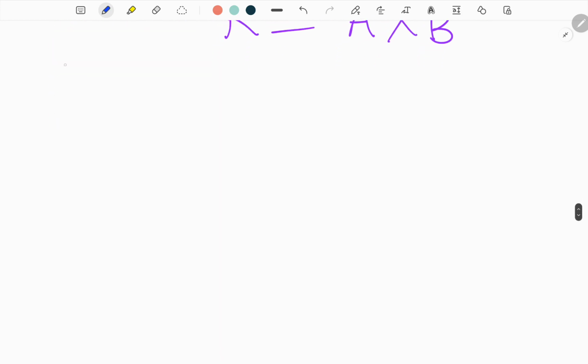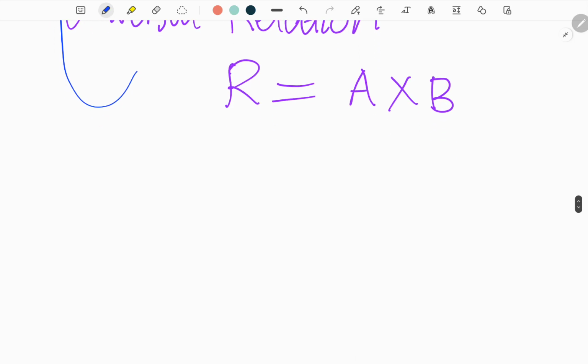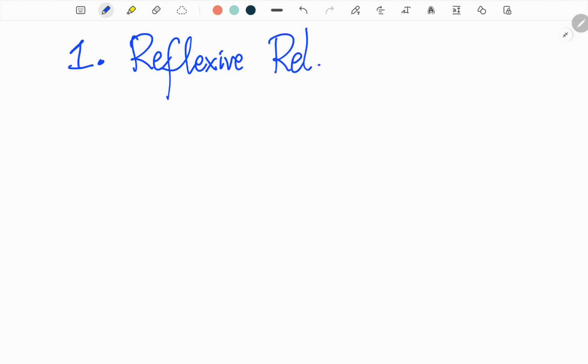And we also have identity relation. Now, identity relation I will explain when we are discussing the types of relations in detail. So now these are the two trivial relations, that is empty and universal relation. Now we need to go into the major types of the relations. The first one is reflexive relation. Now what do you mean by reflexive relation? Reflexive relation means if all the elements.